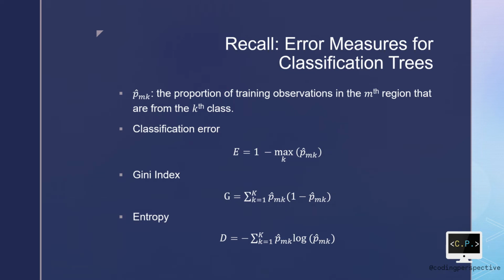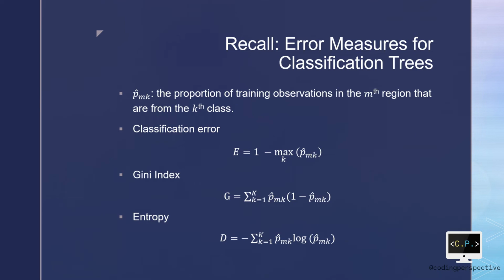The Gini index is defined as the summation over k classes of p hat mk times (1 minus p hat mk). The other alternative error measure is the entropy, which is given by again the summation over all k classes of p hat mk times log p hat mk.